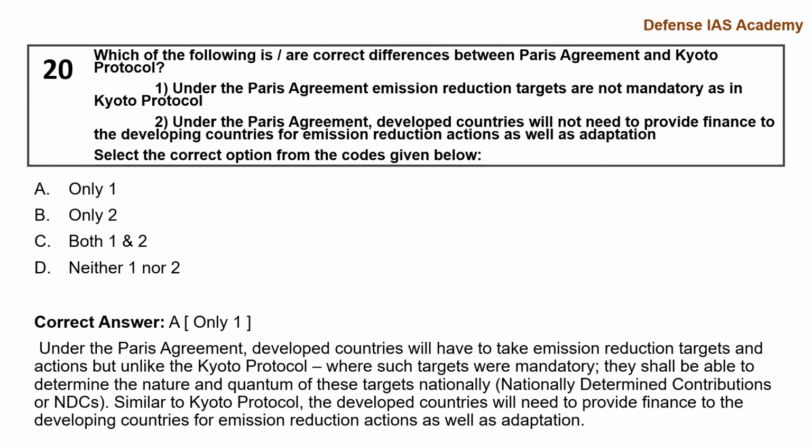Under the Paris Agreement, developed countries will have to take emission reduction targets and actions, but unlike the Kyoto Protocol, where such targets were mandatory, they shall be able to determine the nature and quantum of these targets nationally. Similar to the Kyoto Protocol, the developed countries will need to provide finance to the developing countries for emission reduction actions as well as adaptation.